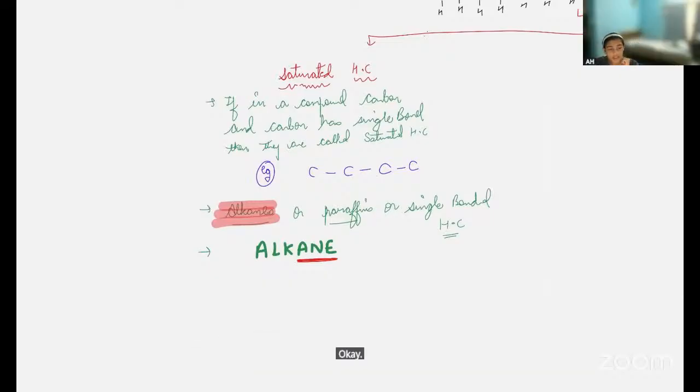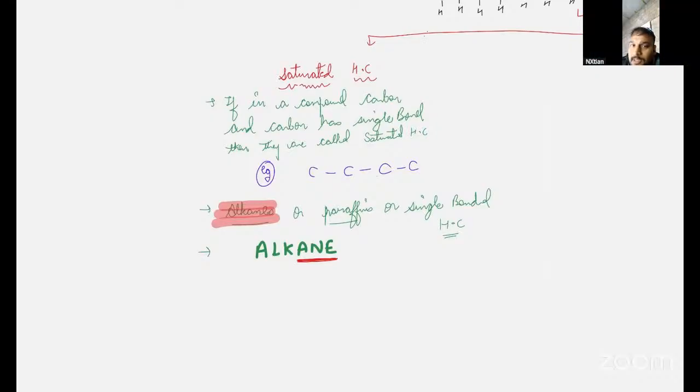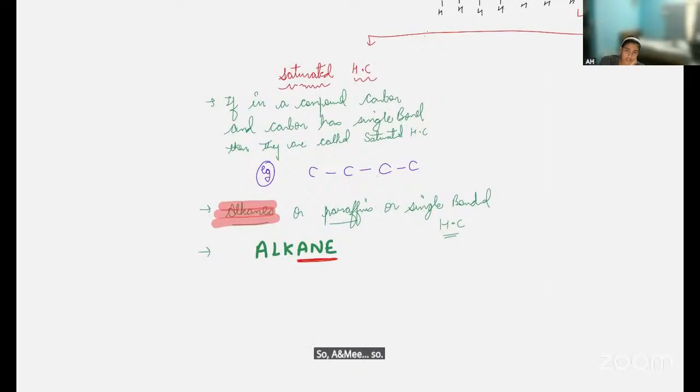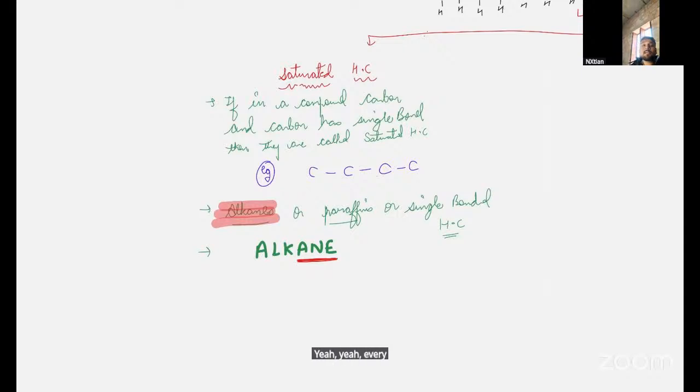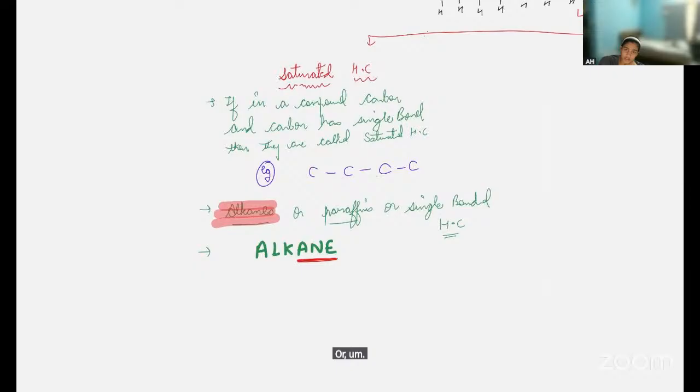Okay, so "ane" denotes that the compound is single bonded. If a compound has "ane" at the end, it denotes that the compound is single bonded or saturated. Every carbon atom is single bonded. That is the meaning. Single bonded means saturated, right?